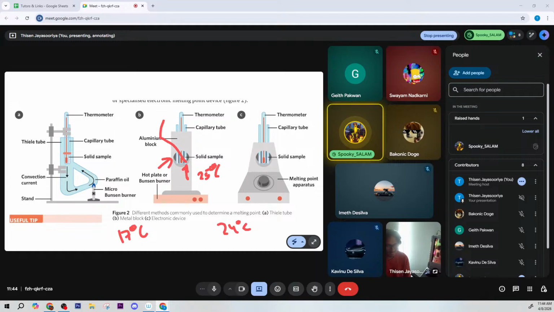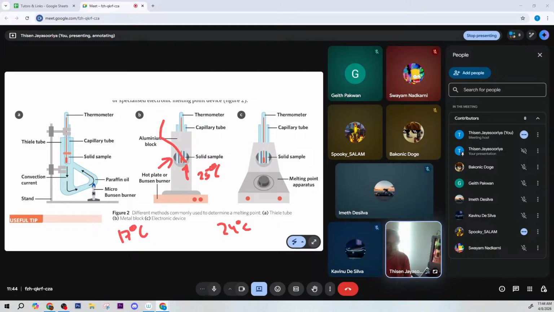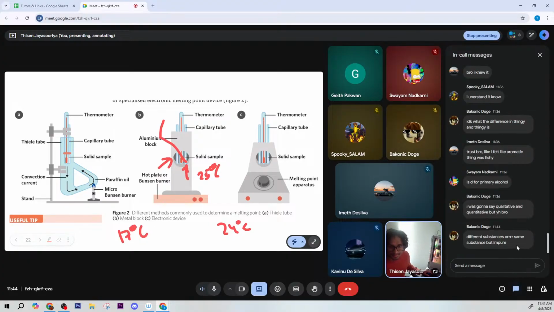If it's impure, does it always have a lower melting point? For the sake of VCE chemistry, yes. Okay. There are no special cases in here. Is it different substances or the same substance but impure? It's the same substance but impure, yeah? So it's not different substances. It's the same substance but impure. Okay. So I'll keep moving on.